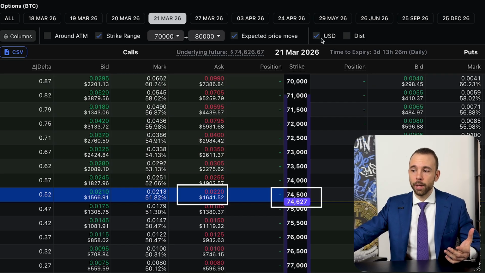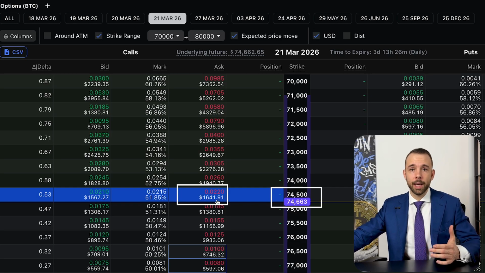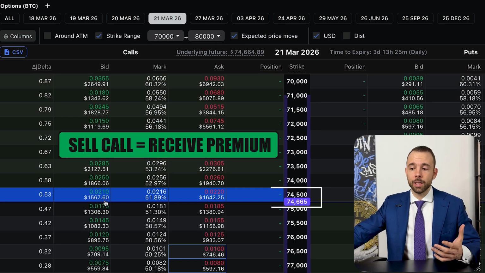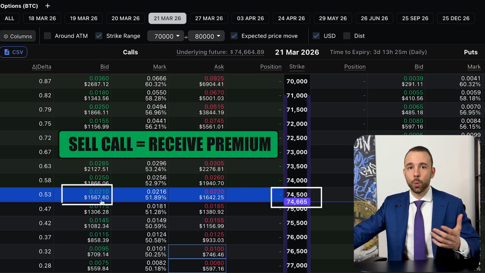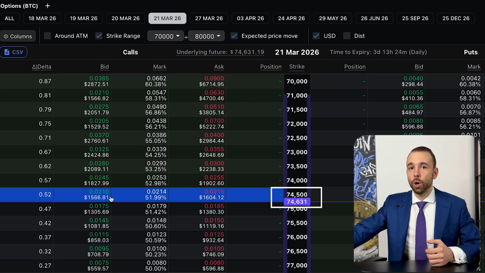And if I would like to know the indicative dollar value of this price in Bitcoin, I can select the dollar value and then I can see the dollar price. But this is only the indication for me. The trading takes part in the cryptocurrency. And if I would like to sell this call option, I will get the equivalent of $1,570.